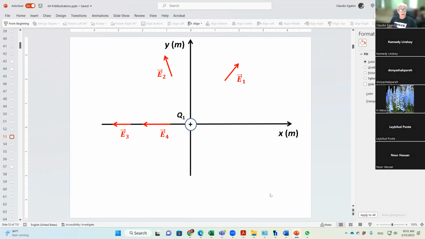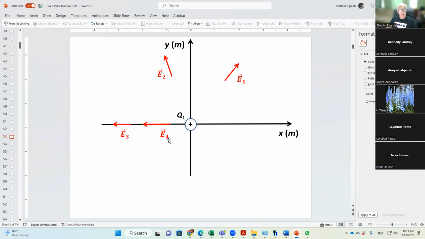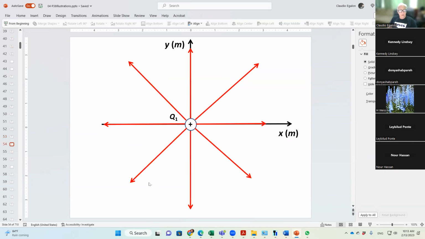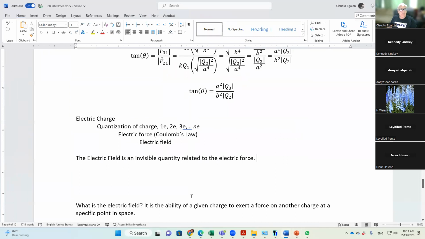Let's see what's the other. If we get closer and closer to my main charge, the electric field is going to increase in intensity because it's closer to the source. Similarly, if you put a test charge here, the force here would be stronger than the force here, right? And so is the electric field as well. Okay, so let's write that down, what we just discussed here. An invisible quantity related to the electric force. That's what the electric field is.